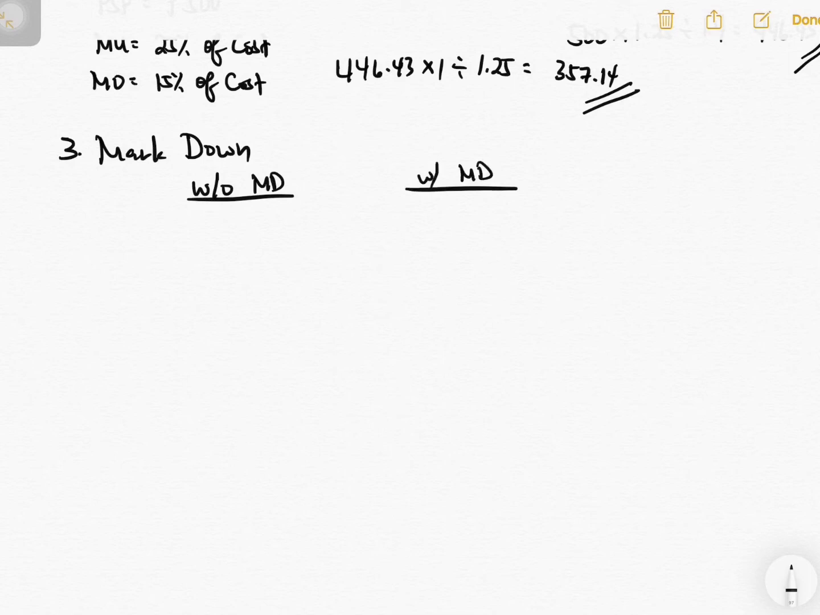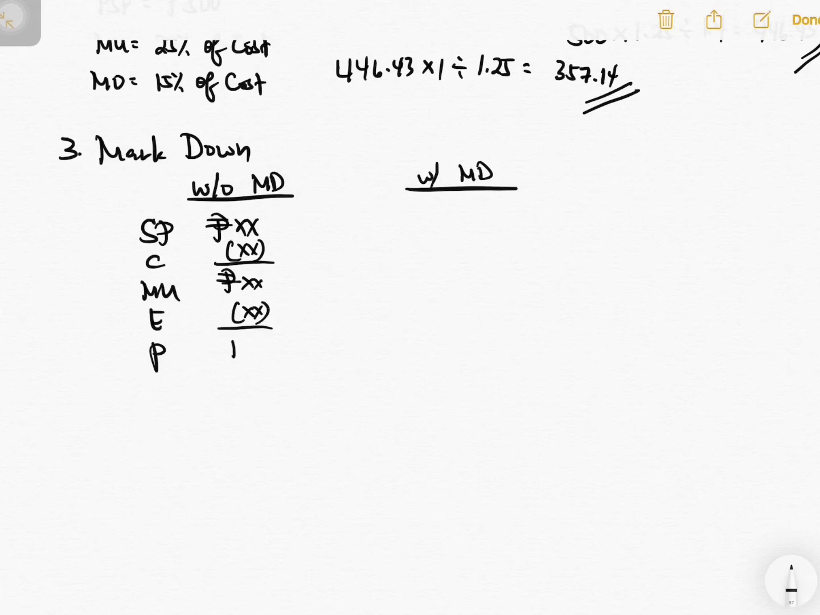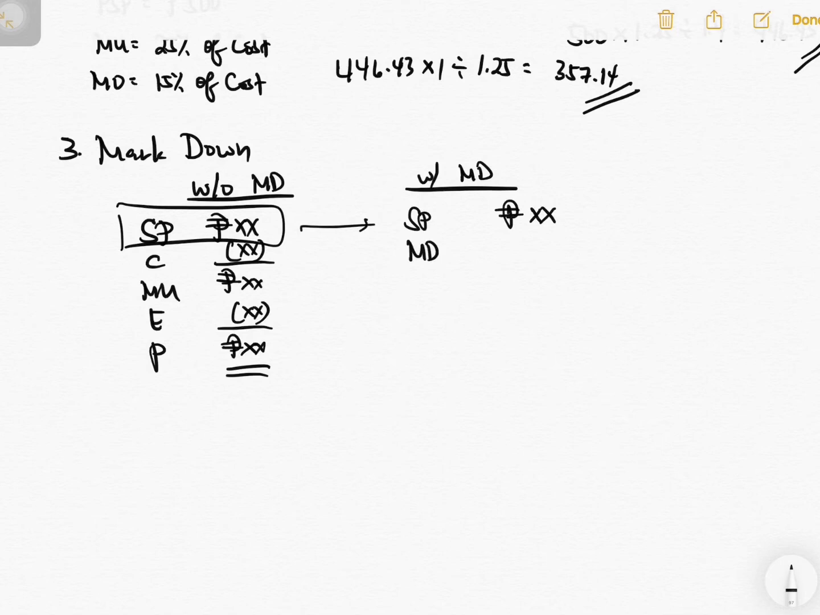Same with the one earlier, the without column is there for you to compute the selling price. Selling price minus cost to get your markup, then expense, profit. Then once you get the answer here, you will just transfer it here, selling price. And then you will deduct the markdown, because markdown is like the discount given by the seller. So that's discount, so it's deducted to get the sales price.